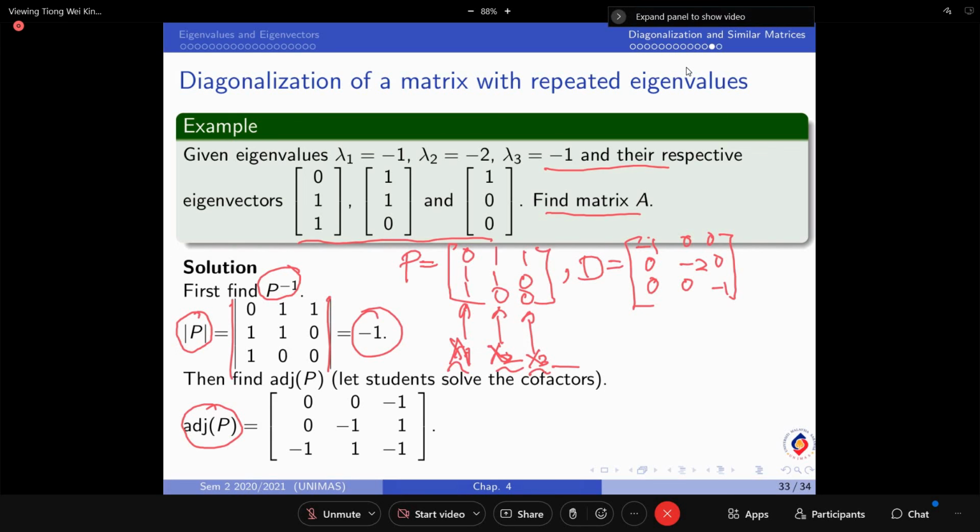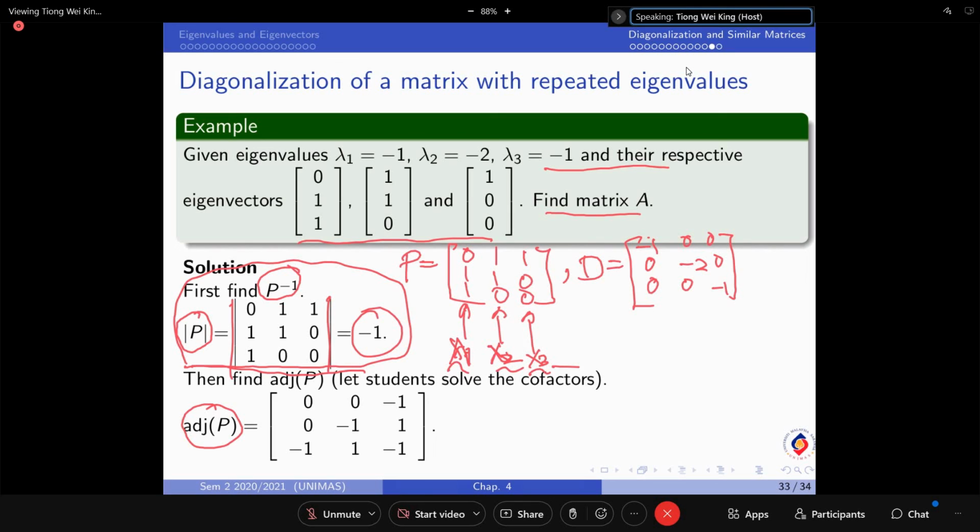Okay, never mind. You go back. Have a look. Have a try for the determinant. Okay, and then this is a matrix P. For matrix P, we cannot use that property.